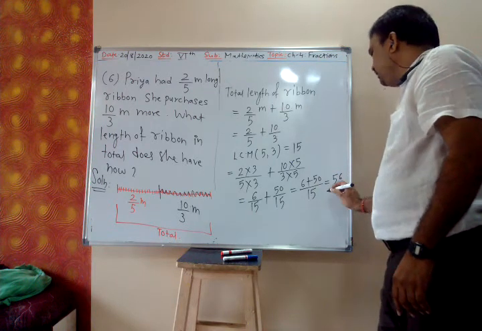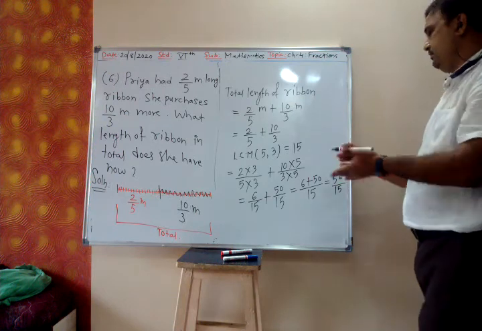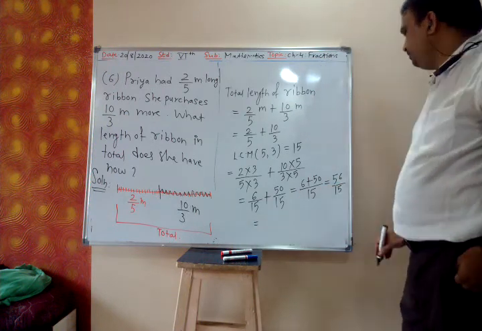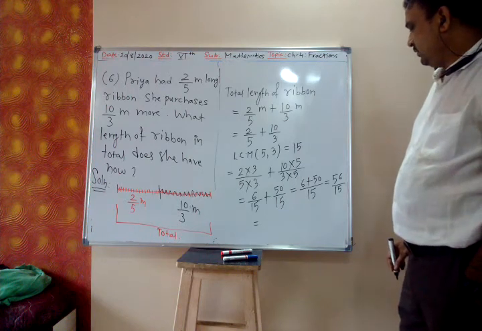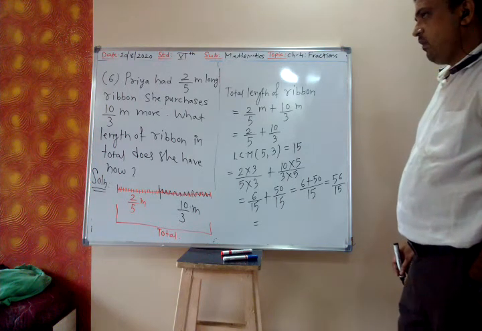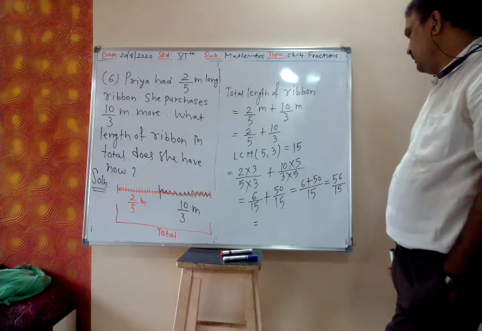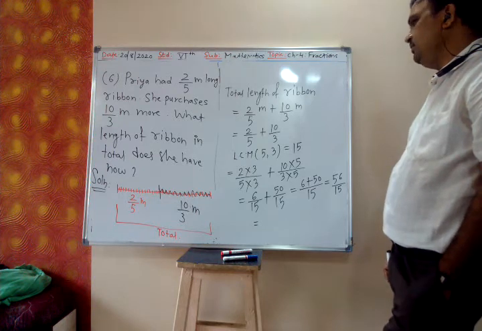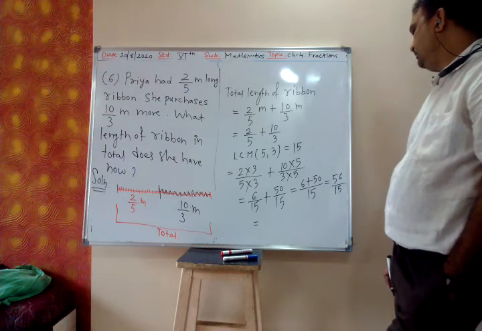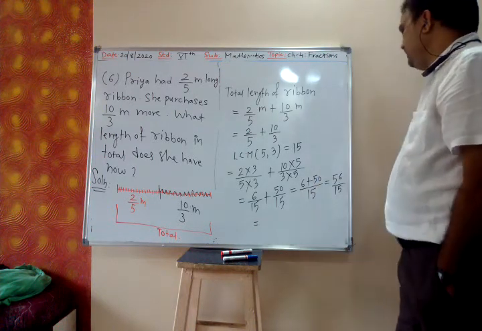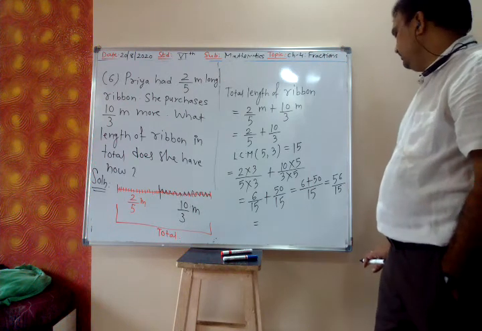56 upon 15, you have to write it in the lowest terms. Can you write it in the lowest form? No. Just see what the answer given is. 56 upon 15 meter.